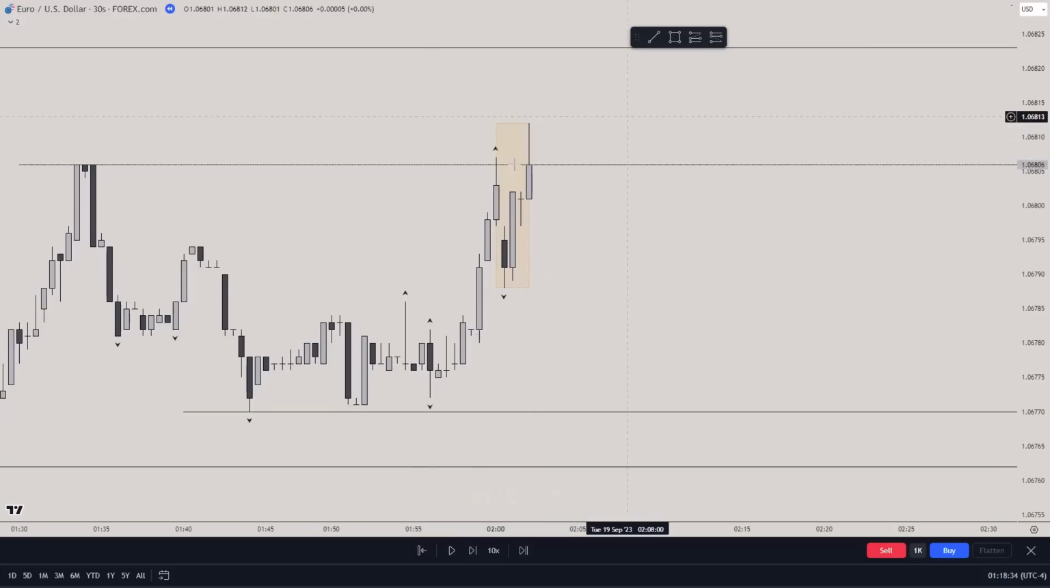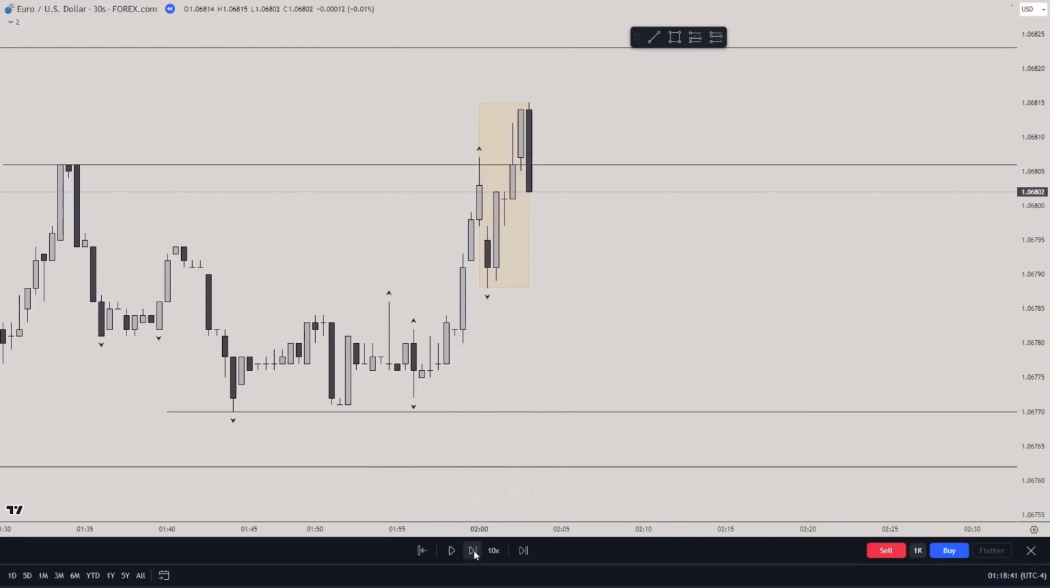So you see how there was no entry available here. And we can see that price has been going up since then. And this is what I said about the 30-second chart. If price really wants to go down from here, it's going to create a fair value gap.